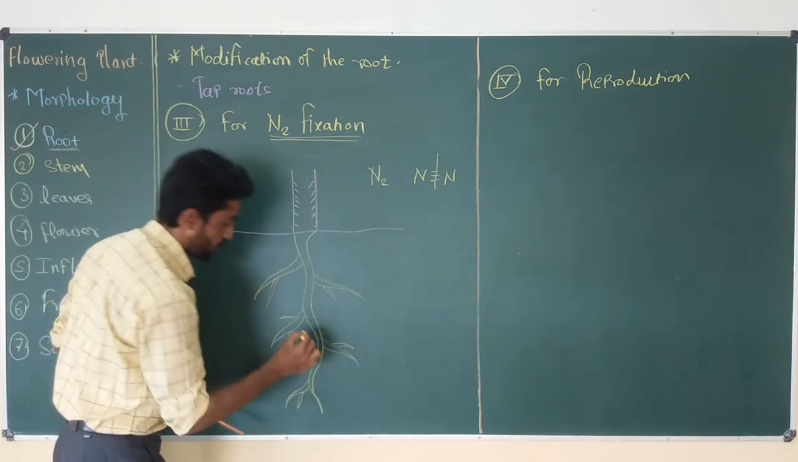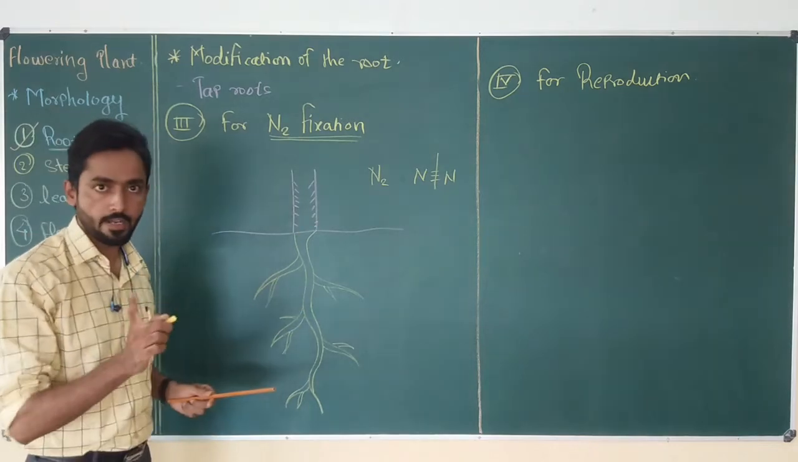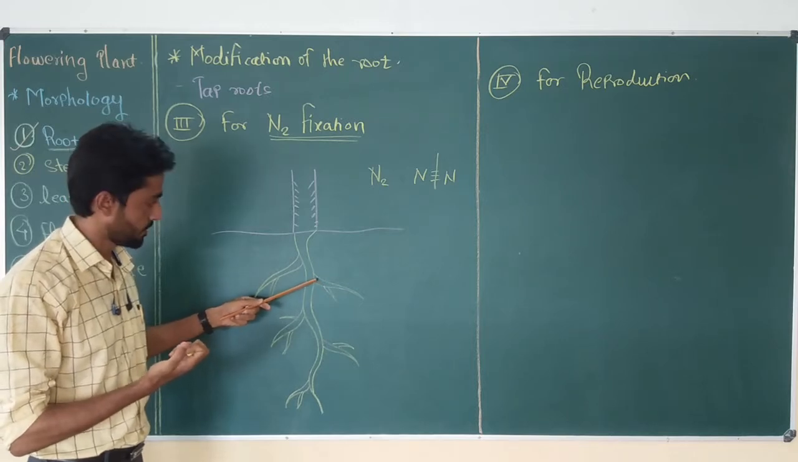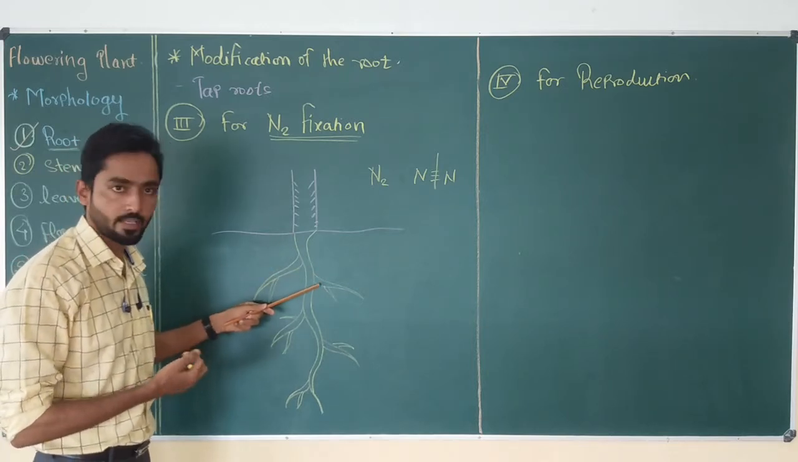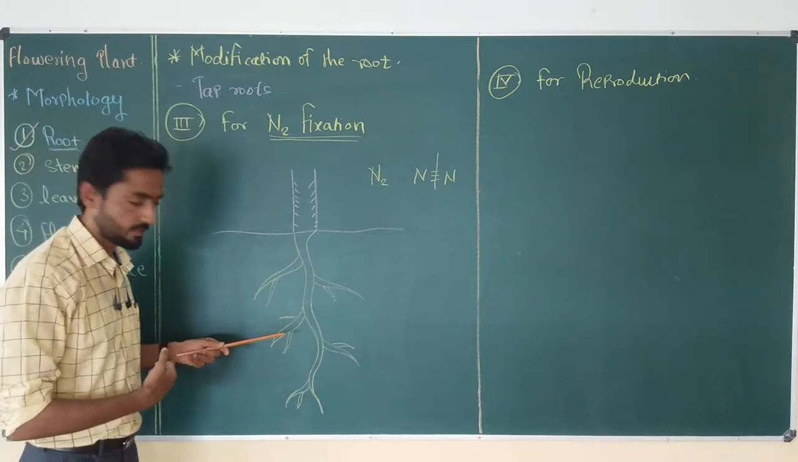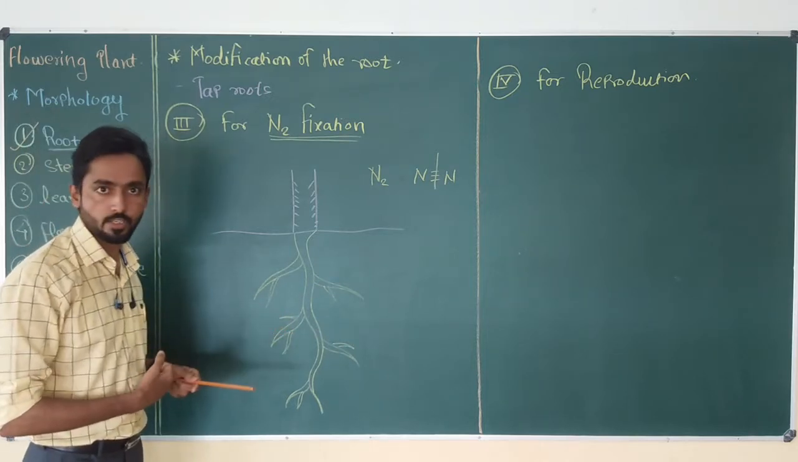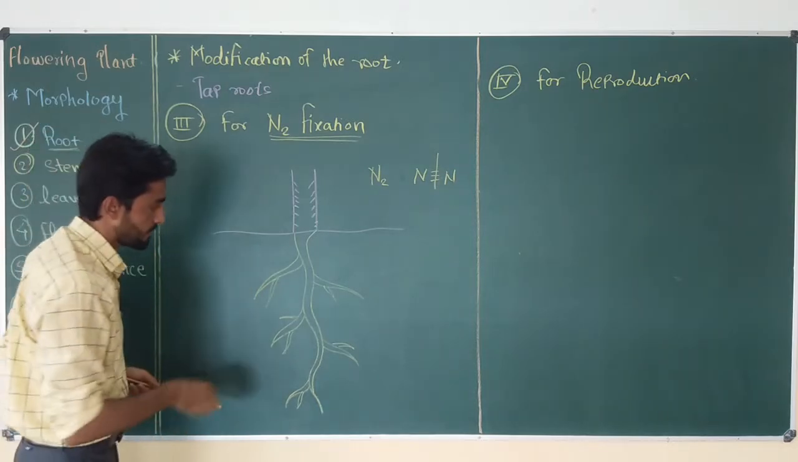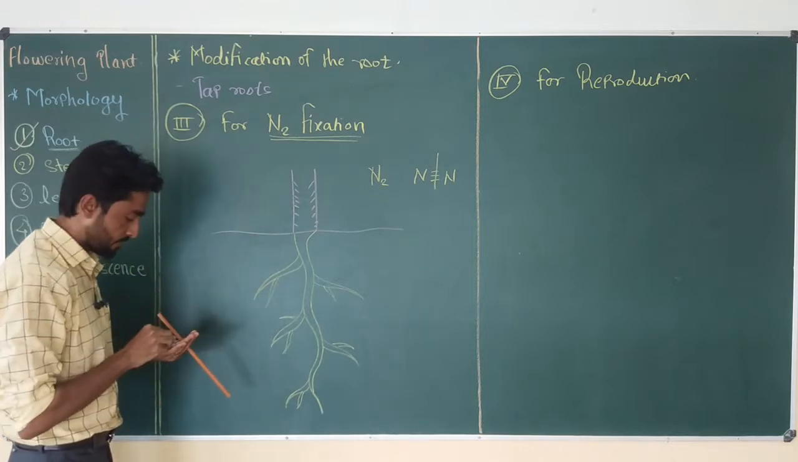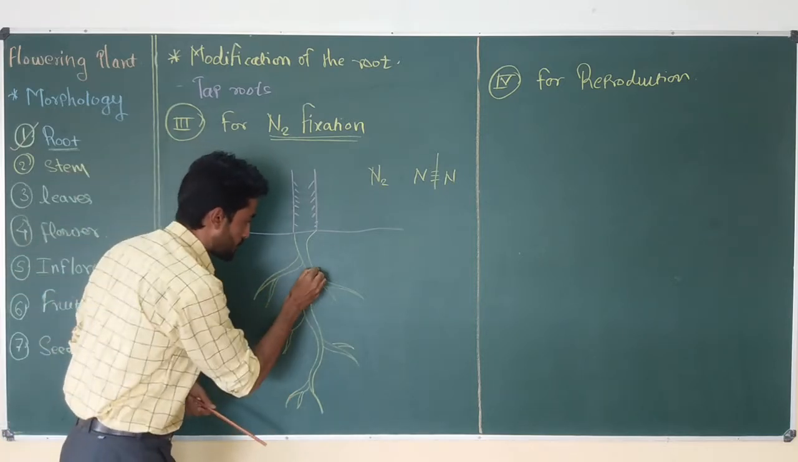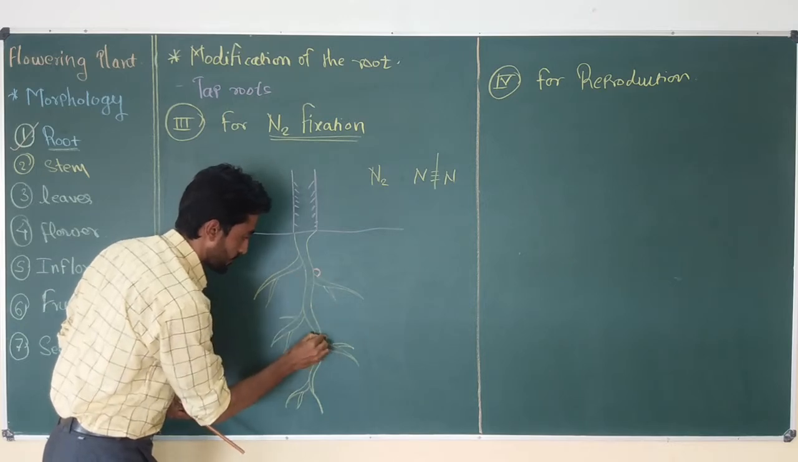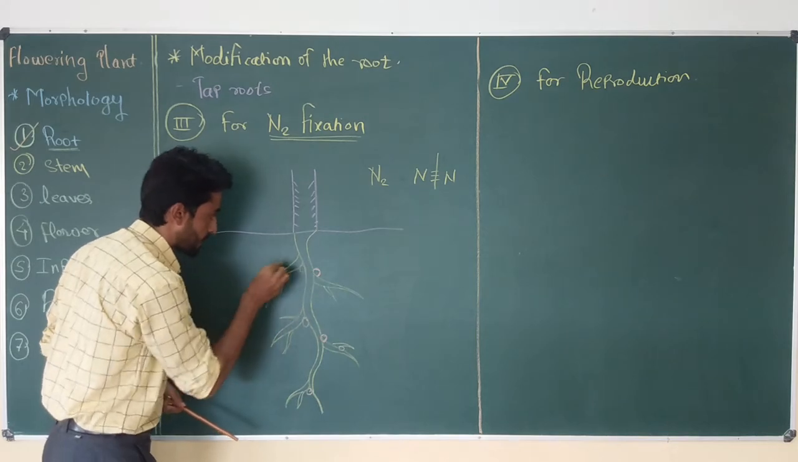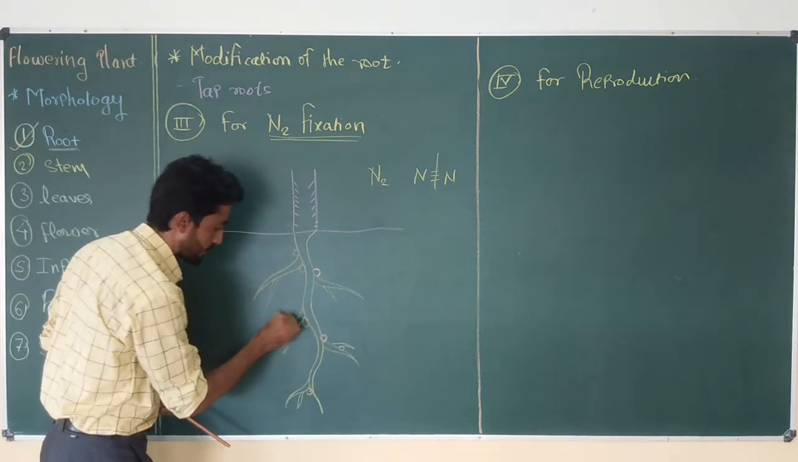Now we know that the main branch which develops from the radicle is called the primary root. The first order branches that develop from the primary root are secondary roots, while the second order branches which develop from the secondary roots are called tertiary roots. Now these nitrogen fixation modifications generally take place in the taproot system when this root develops nodules or tumor-like structures on it, and these nodules are nothing but the sites of bacterial infections.